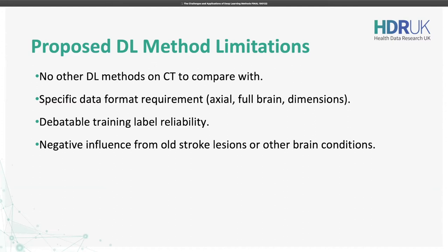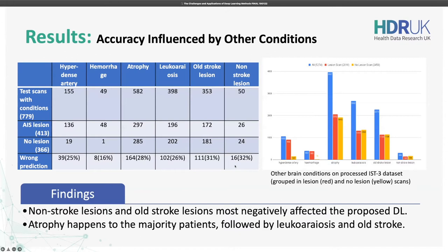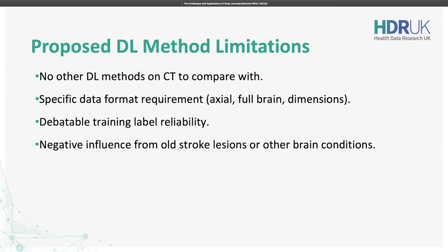At the end, we can see the negative influence from the old stroke lesions, because as we can see from the previous results, it does cause a lot of problems in our detection of the ischemic lesion. I think Alexandra will show more examples about the visualization part, how our algorithm is looking at the images. So, Alexandra, do you want to take over? Yeah, thank you. Sure. Thank you, Wenwen.